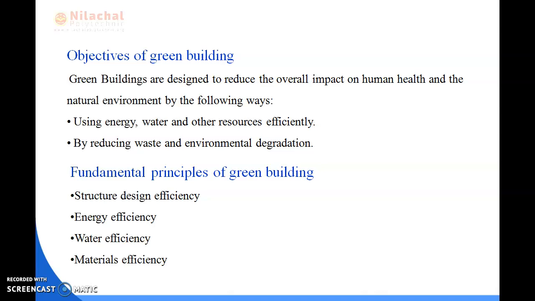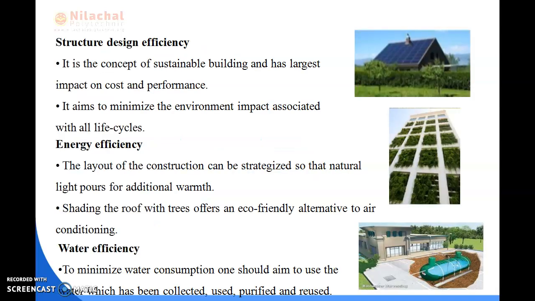So what are the fundamental principles of the green building? First one is structure design efficiency, energy efficiency, water efficiency, materials efficiency. So these are all the fundamental principles of the green building. We will be reading one by one all of this. So first one is structure design efficiency.